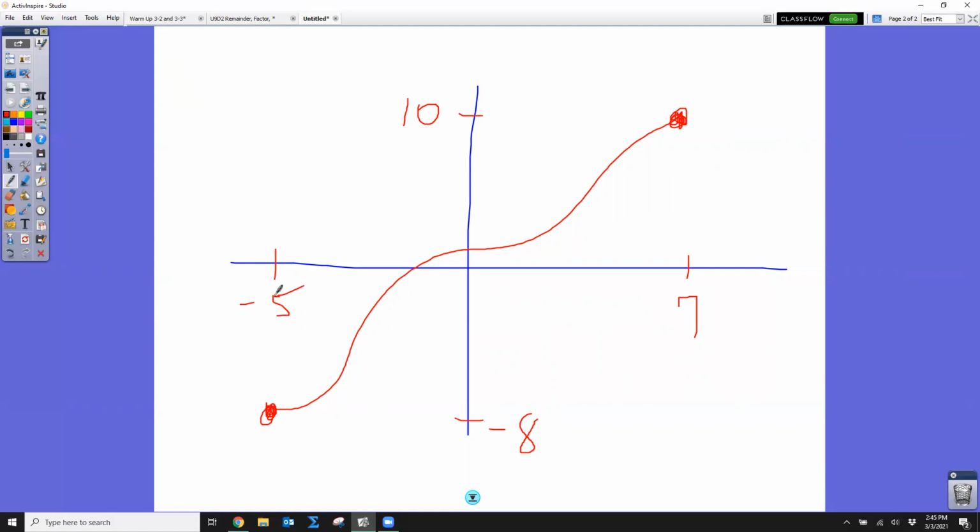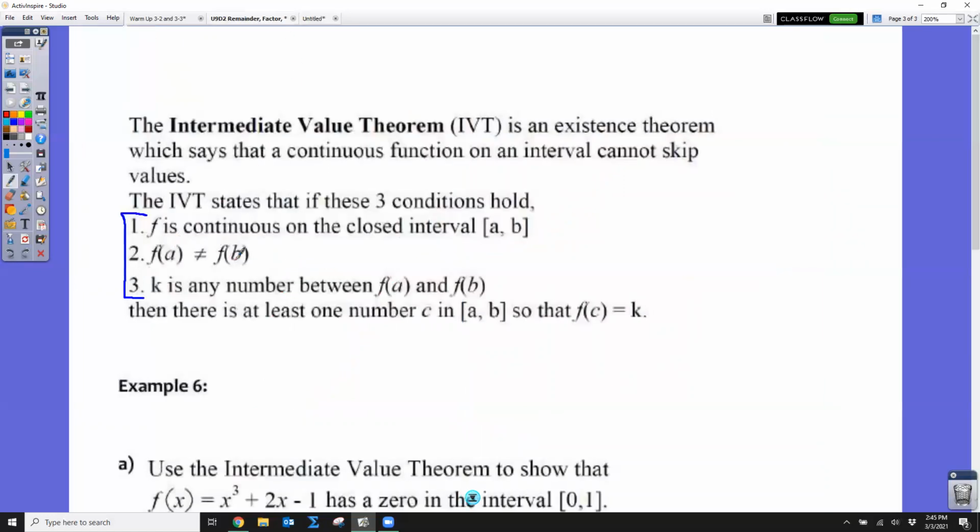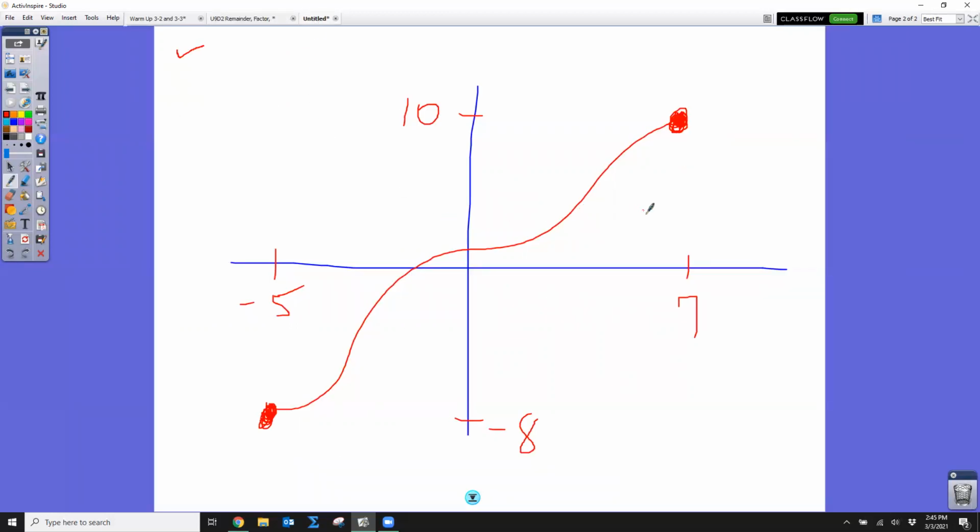So going through the intermediate value theorem, the first thing is we have to figure out, is this function that I've drawn continuous? Well, yes, we could make this graph without ever having to pick our pencil up. So this is a continuous function. That would be number one, check. Now number two says f of a cannot equal f of b. Well, f of -5 is -8, and f of 7 is 10. -8 and 10 are definitely not equal. So now I have two checks. We've taken care of two of the criteria.